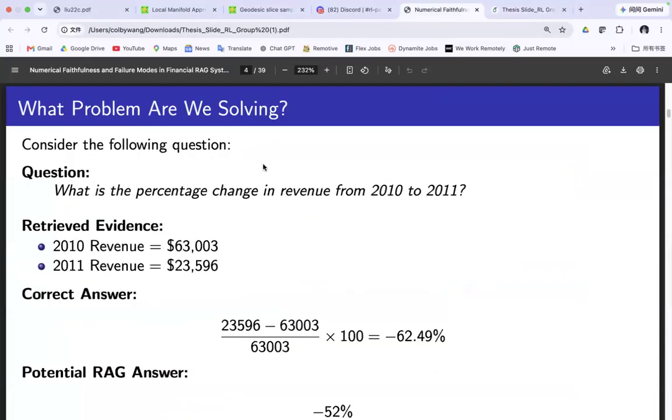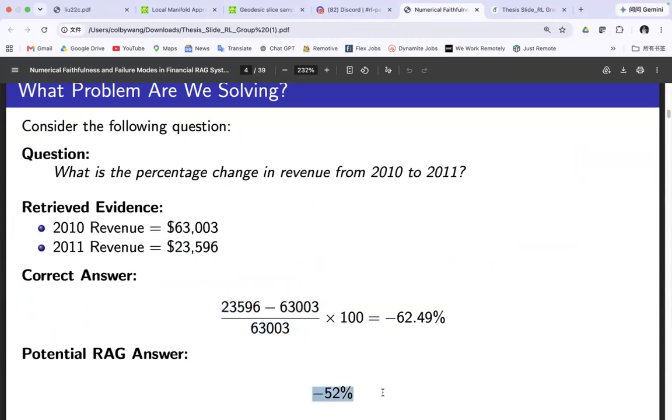Perfect. So, what problem are we solving in finance? Let's give an example. For example, what is the percentage change in revenue from 2010 to 2011? This is the typical problem we are solving. Let's suppose the retrieved evidence says 2010 revenue is 63K and 2011 revenue is roughly 23K. The correct answer should come from just using this formula to calculate the percentage change. The model's answer may be something else, and we want to be able to compare the two answers in a nice way.